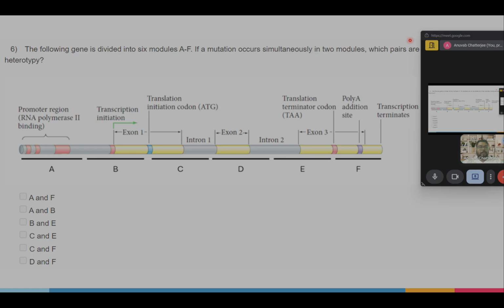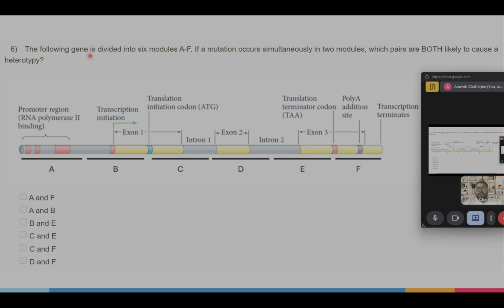Okay, moving on. The following gene is divided into 6 modules A to F. If a mutation occurs simultaneously in 2 modules, which pairs are both likely to cause a heterotopy? So you have division of the particular gene in A, B, C, D, E, F. Essentially, which of these will cause heterotopy or a change in function? And here you have to make sure that you look at the word both. So you need both the options to cause heterotopy in order for that option to be chosen.